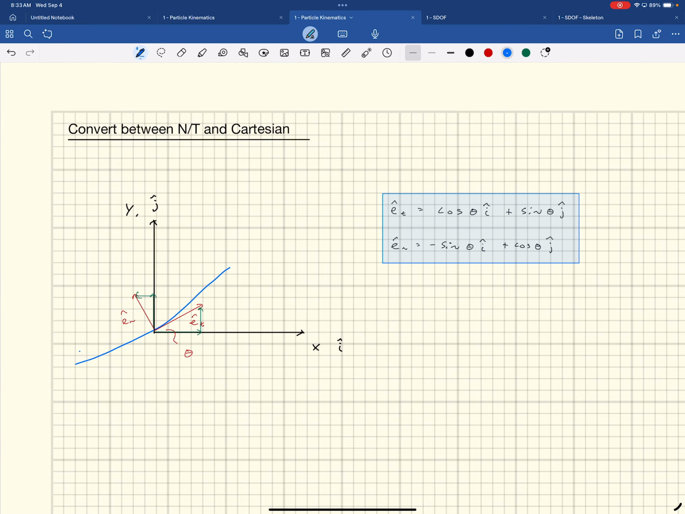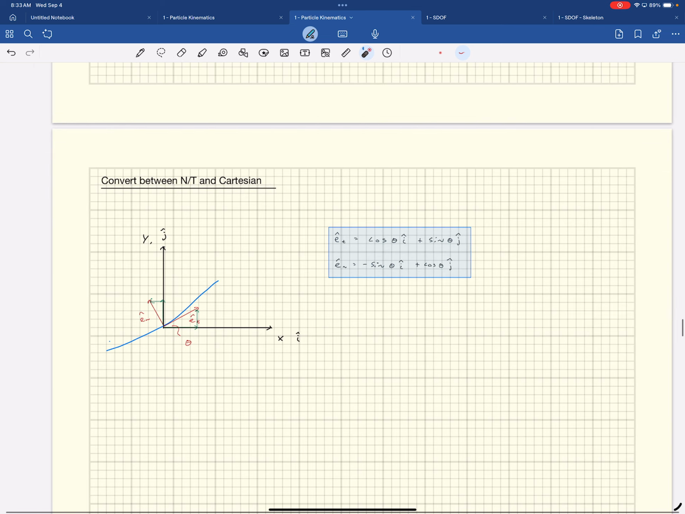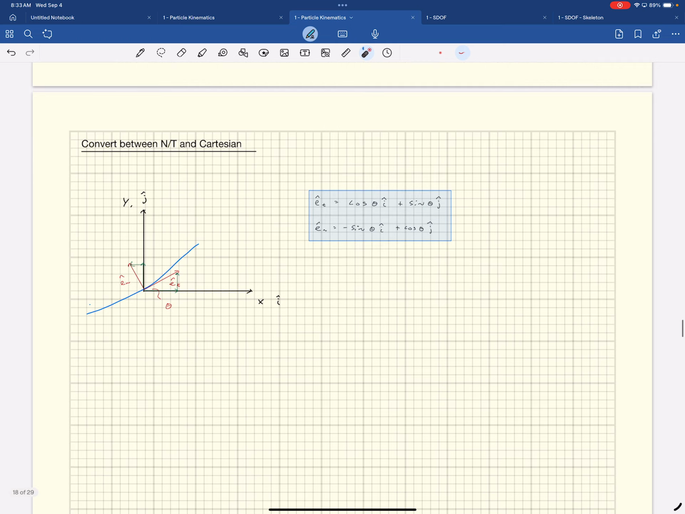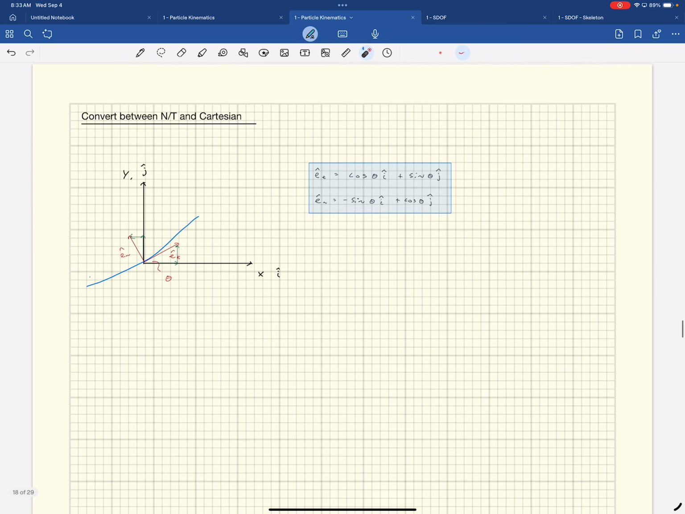So basically, you just determine what your acceleration and velocity are in the ET and the EN direction, and everywhere that you see ET, you just put cosine theta in the I plus sine theta in the J, and everywhere that you see EN, you put that. Okay? It's a pretty easy way to convert between the two. And again, you would do this if you really want to know what these coordinates mean in the real world. Okay? Should we do an example?